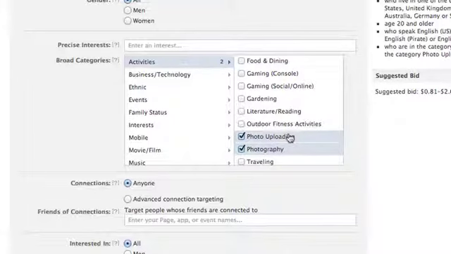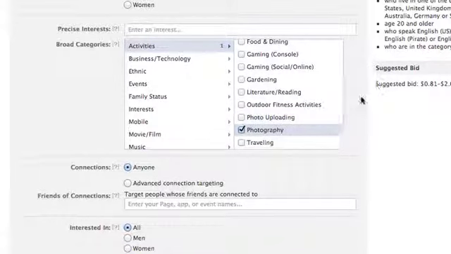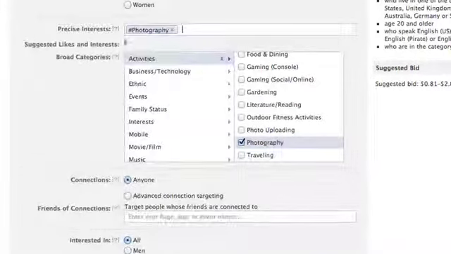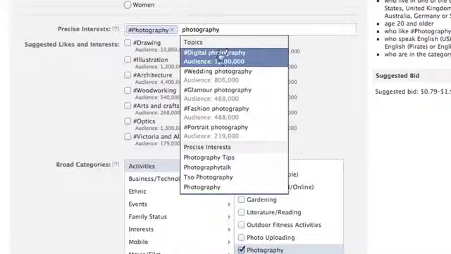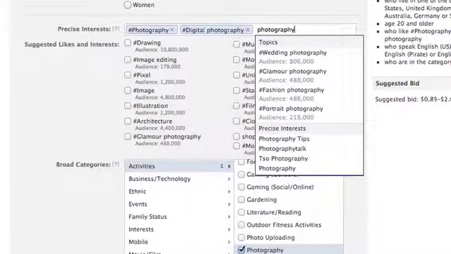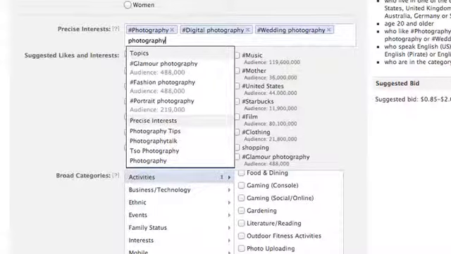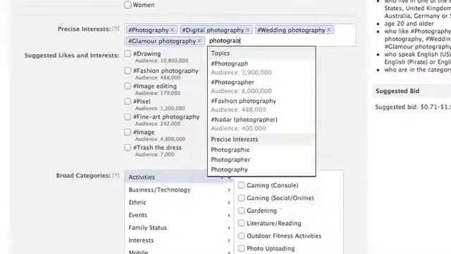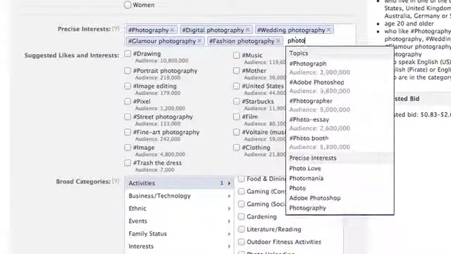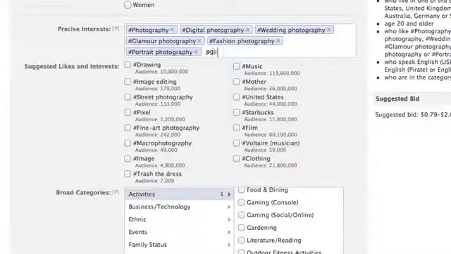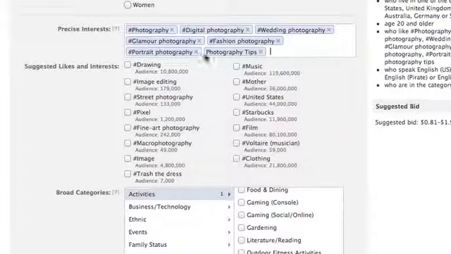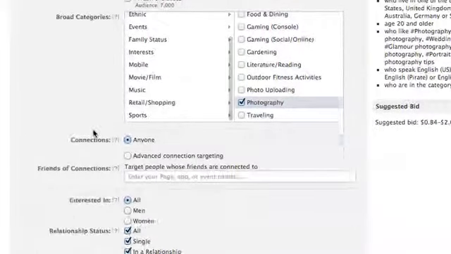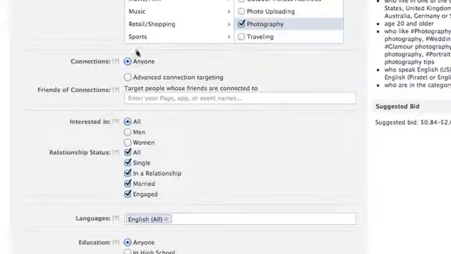So we could do photo uploading, or let's just stick with photography. There's 88,000 people, and I'm sure we can probably find a bunch of photography. Let's see, photography, digital photography, wedding photography. I mean, you can see there's a ton of photography related keywords that you can go target right here. Photography tips. I mean, there are tons of these. So again, let's make sure, I'll come back to this in a second.